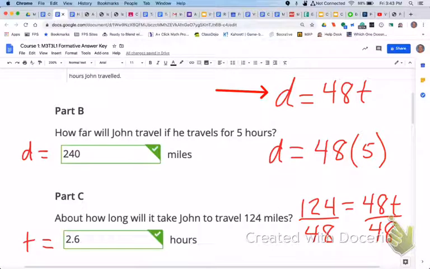If John is traveling 124 miles, how long is it going to take him? So again, if we substitute our values into the equation, 124 is equal to 48t. Divide both sides by 48. T is equal to 2.6 hours.